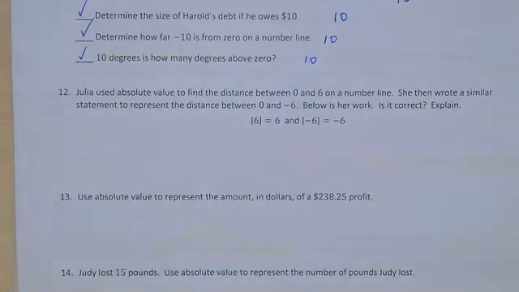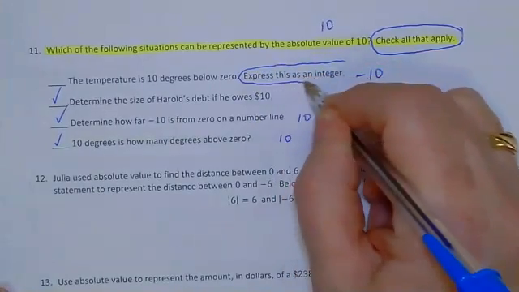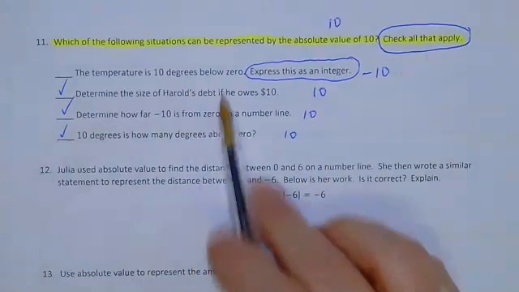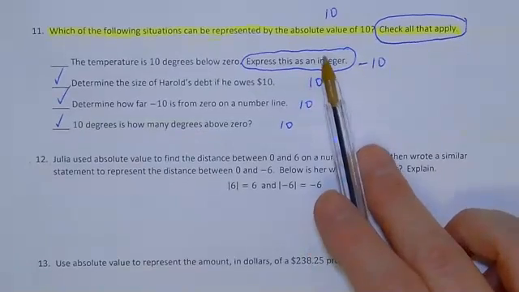Yes, sir. How can it be the top one? Because it doesn't say the absolute value. It says write this as an integer. 10 degrees below 0, if I have to write an integer, I have to say it's negative 10. That's why it was tricky, because they stuck that in there.